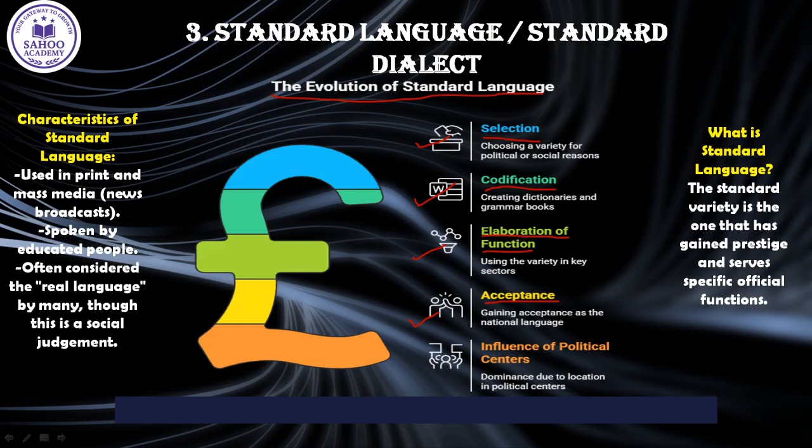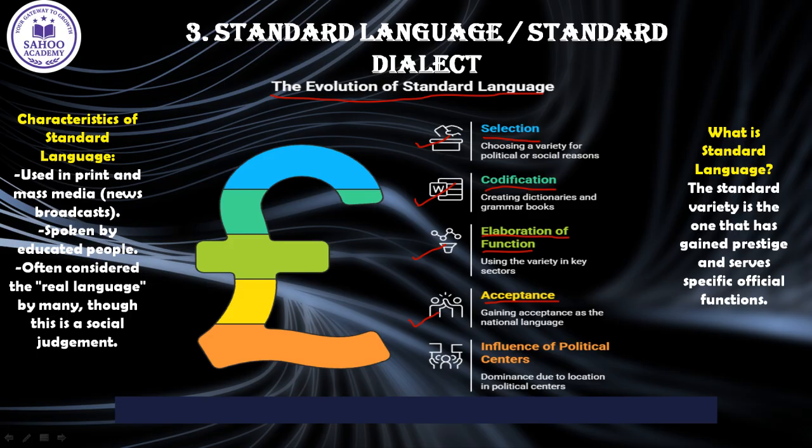The first one is selection. First, one dialect among many is chosen. This choice is almost never random. Typically, it is the dialect spoken in the political, commercial, and cultural center of the country. Then comes codification. Once chosen, the dialect is codified. This is a crucial step. Grammar books and dictionaries are written, officially deciding what is correct and what is incorrect. The rules are set in stone.